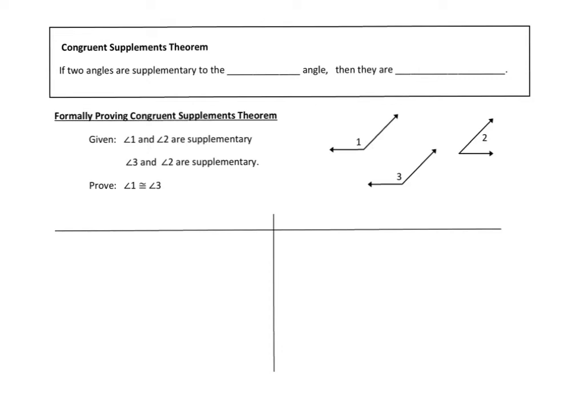Today we're going to do another basic proof on the congruent supplements theorem. If two angles are supplementary to the same angle, then they are congruent. So we're going to formally prove the congruent supplements theorem. Remember your statements and your reasons, and we have some given information that always goes first.